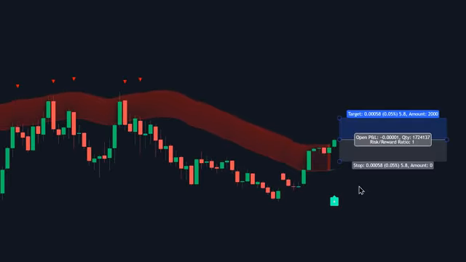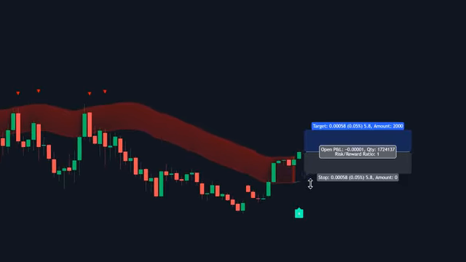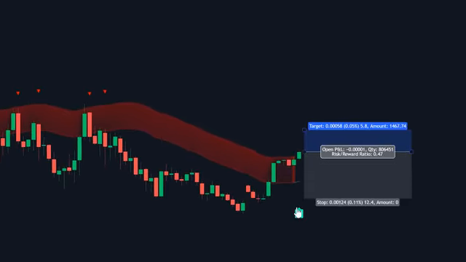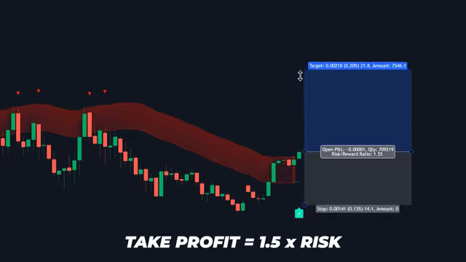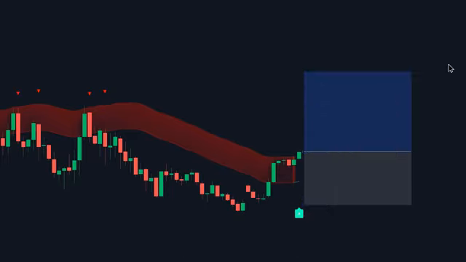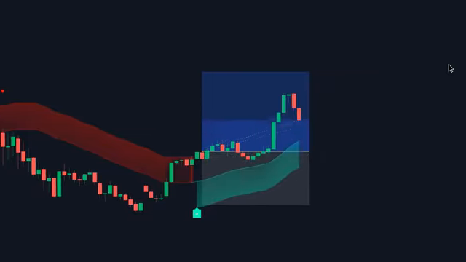We want to put the stop loss under the trend ribbon, which is usually just above this buy signal, and then set the take profit at 1.5 times the risk, letting the trade run, and as you can see, it was profitable.